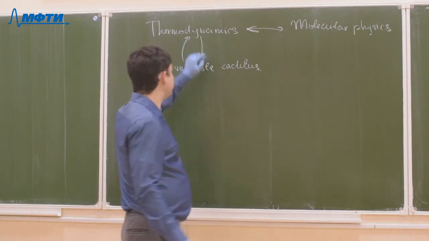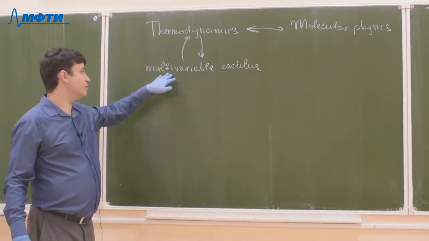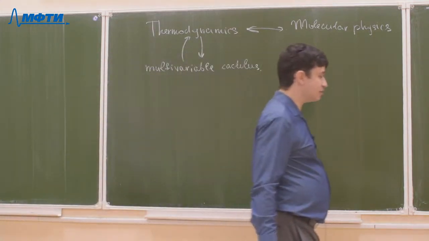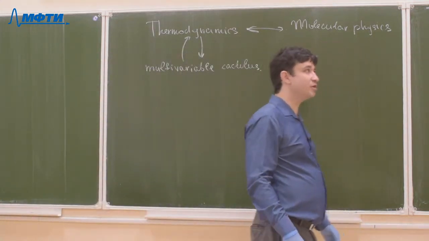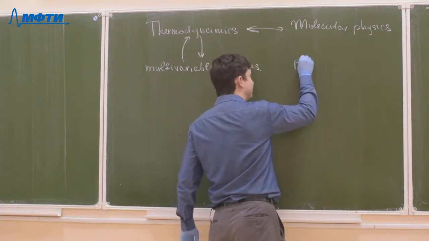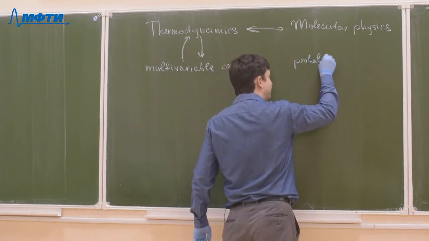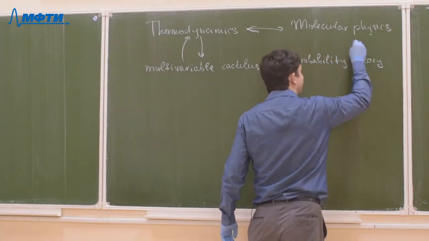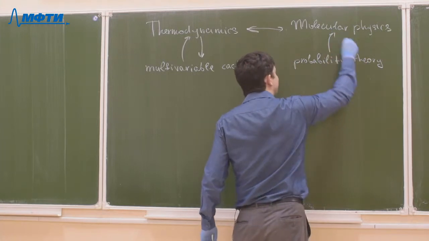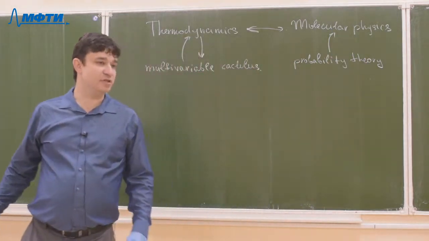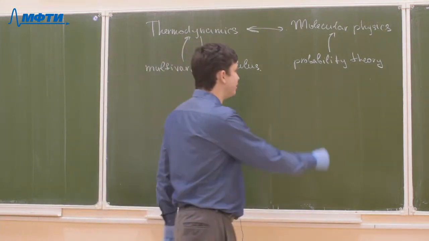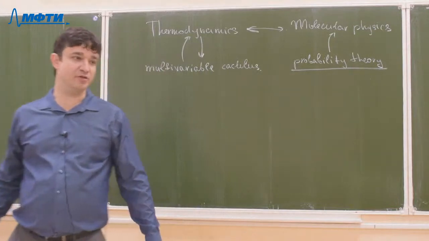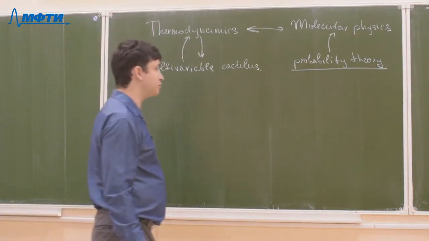So if thermodynamics can be said to be written in multivariable calculus, then molecular physics is based on a completely different subject, which is called probability theory. So this is a mathematical basis. Today we are going to discuss some kind of alphabet in terms of probability theory, which would allow you to understand the topics of molecular physics.